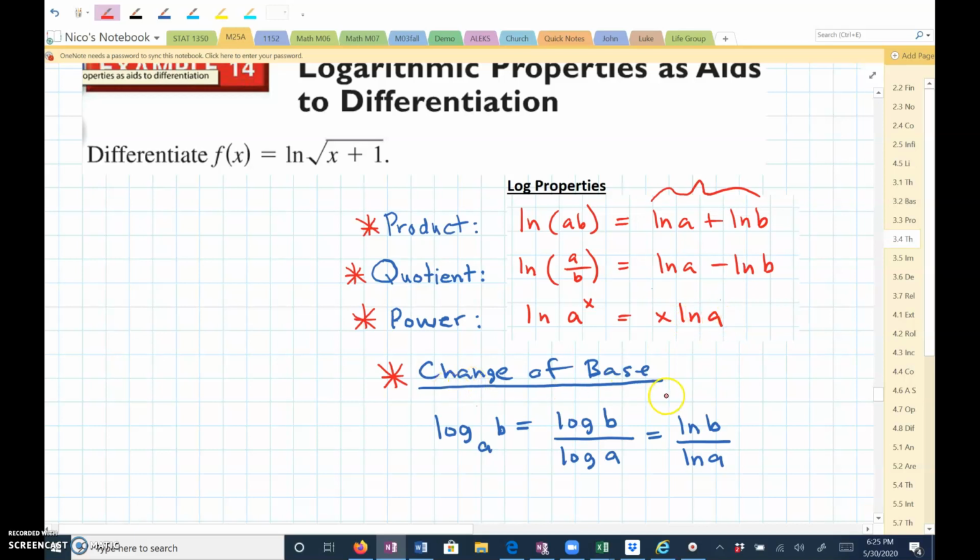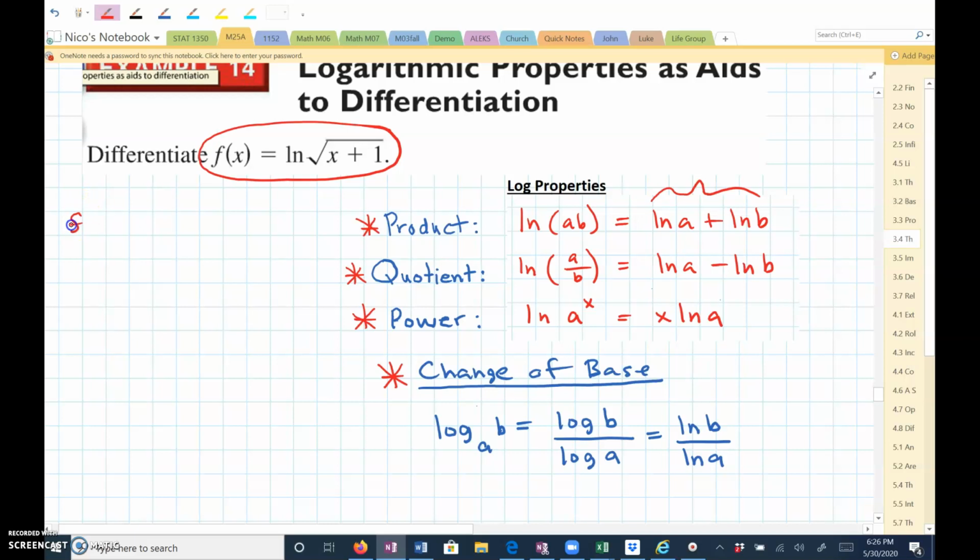And then finally, we have change of base. If you have log base a of b, you can rewrite that as log base b over log base a, which is the same thing as the natural log of b over the natural log of a. This should all be reviewed from college algebra. If you don't remember this, definitely write this down. Maybe pause the video, write it down so you have it, because it's going to be crucially important when we're taking the derivative of these functions.